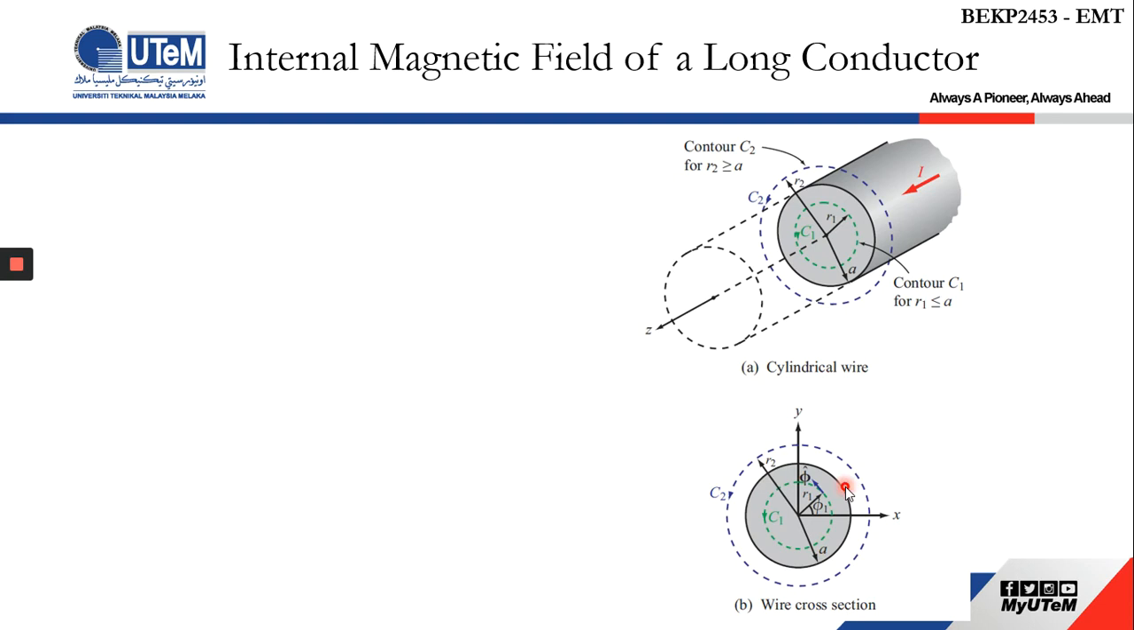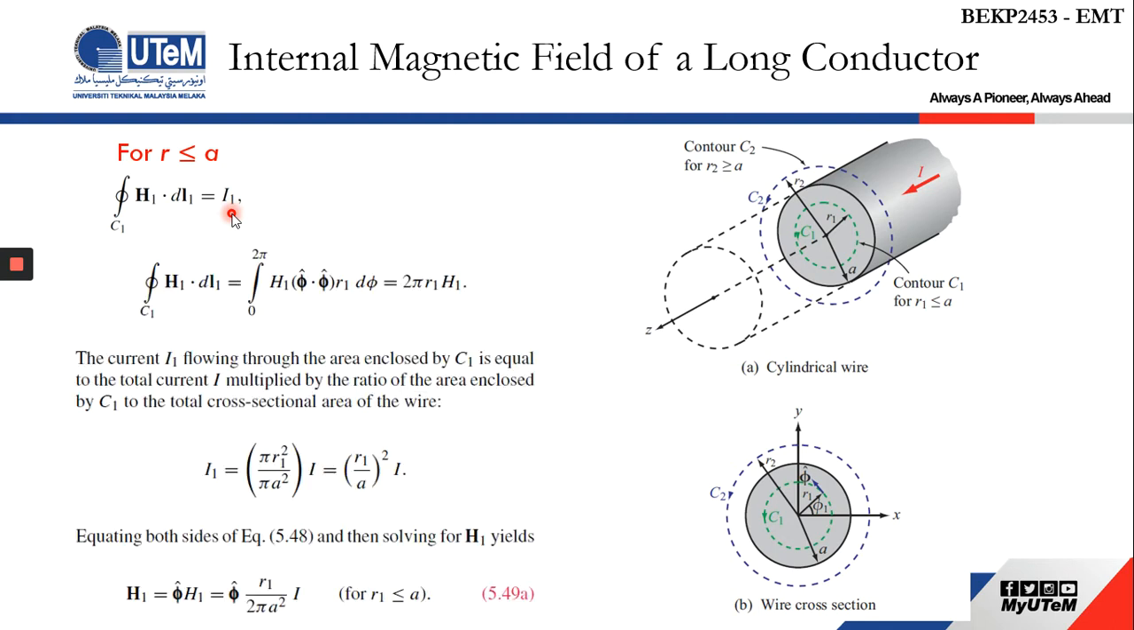So remember that the current is evenly distributed across the cross section. So for R less than the radius A, we apply Ampere's law. Ampere's law states that the closed line integral of H is equal to the total current enclosed by the line. So we replace the equation. To get a closed line integral, we need to integrate over the whole circle. So the whole circle is 0 to 2 pi, which is 360 degrees.